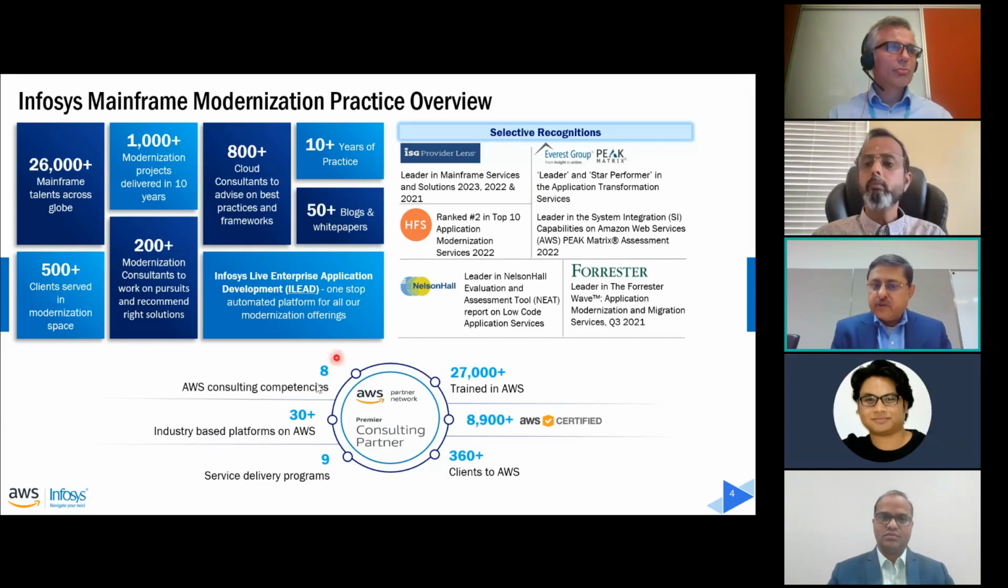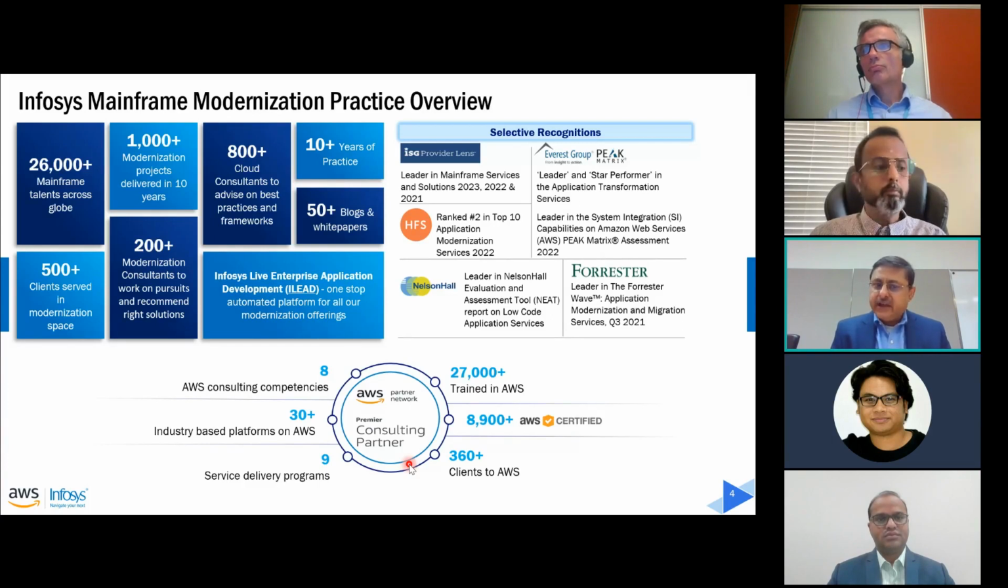What you see at the bottom is our pure strength in the AWS platform. We have 27,000 people who are trained and 9,000 people certified. Many of the people who are certified are also experts on mainframe modernization. So we actually bring in both the mainframe modernization skills as well as the cloud AWS skills to help our clients on this journey.